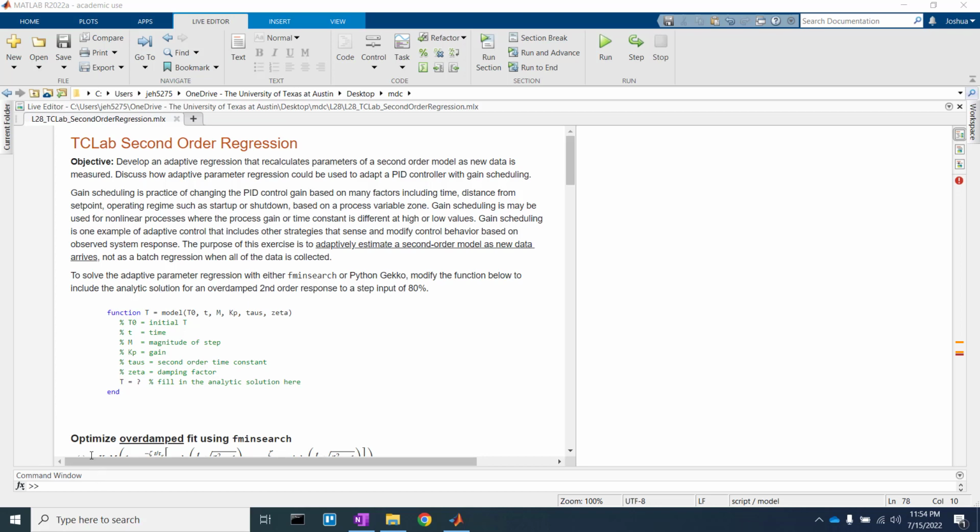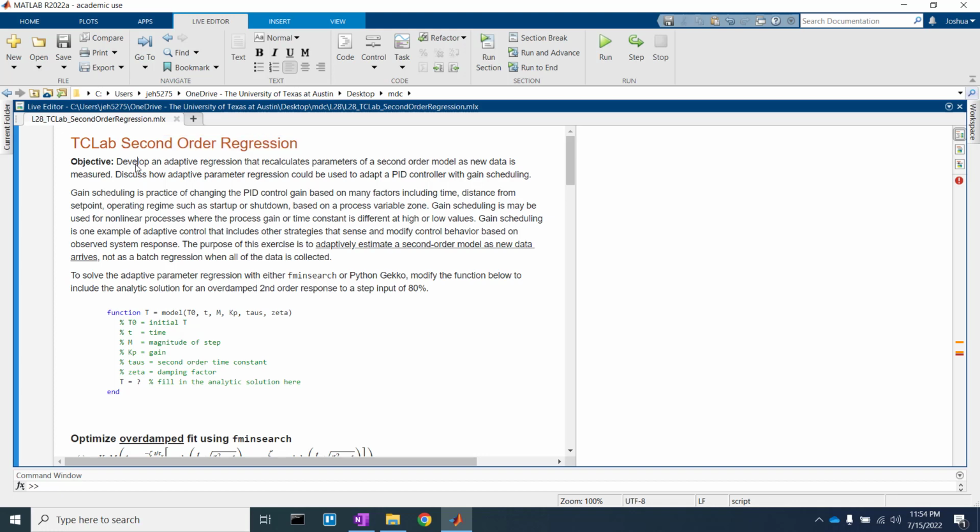Okay, in this exercise, we're going to do second order regression. Before, we've done regression for first order plus dead time constants. In our lesson for this activity, we regressed the second order plus dead time coefficients. We've regressed PID coefficients. Here what we're going to do is discuss gain scheduling. Gain scheduling is where we change the gain of our system depending on current conditions.